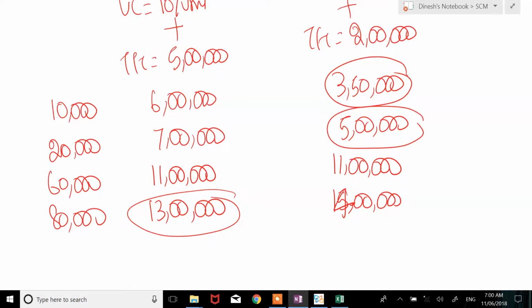So below 60,000 I prefer method B. Above 60,000 I will prefer method A, because as volumes go up, my objective is to reduce variable cost. When volumes are less, my objective is to reduce fixed cost, because I don't have that much volume to absorb the fixed cost. Clear? Any doubts on this?